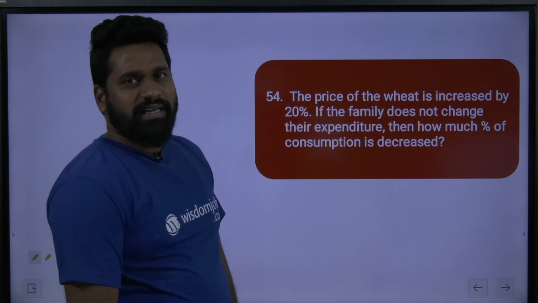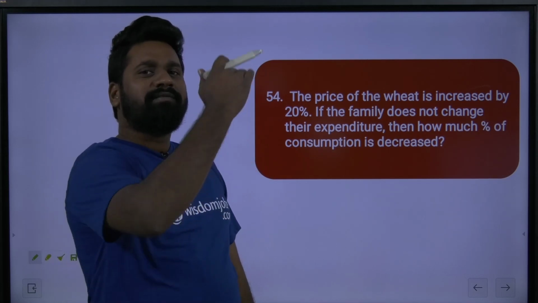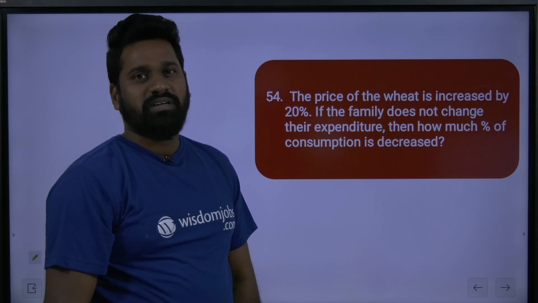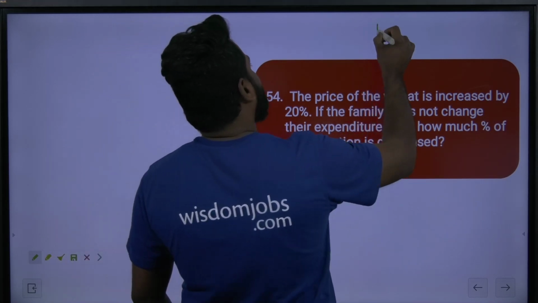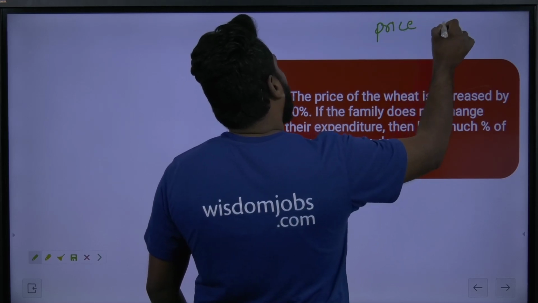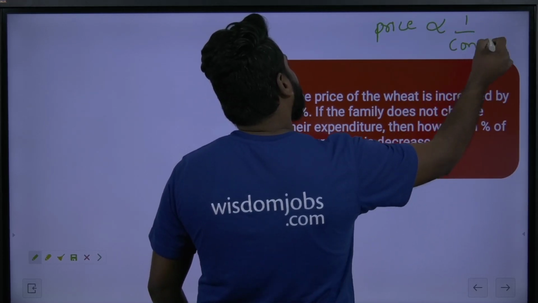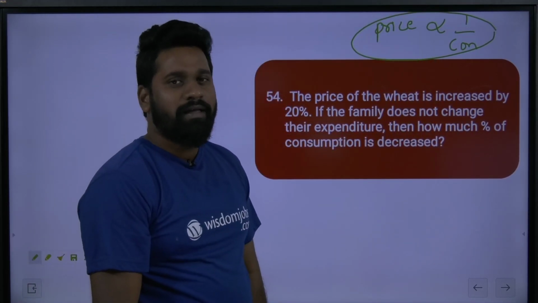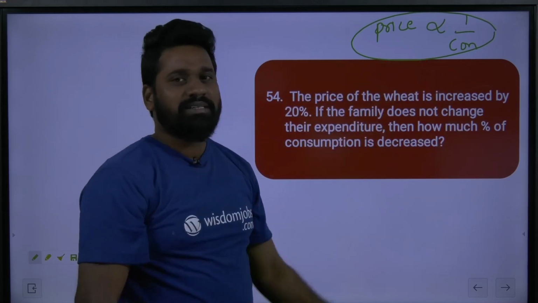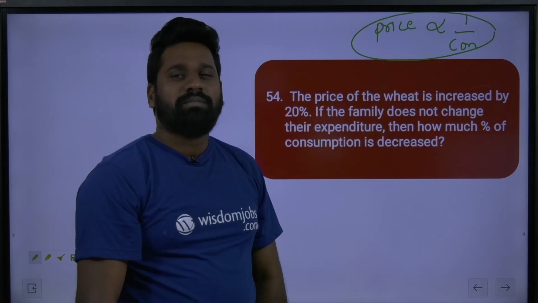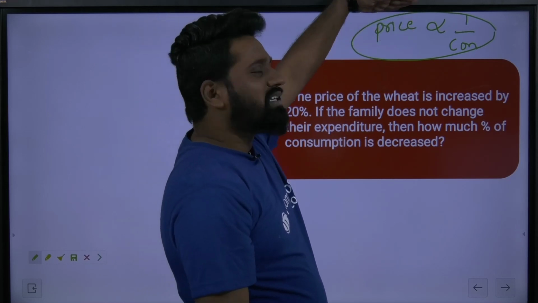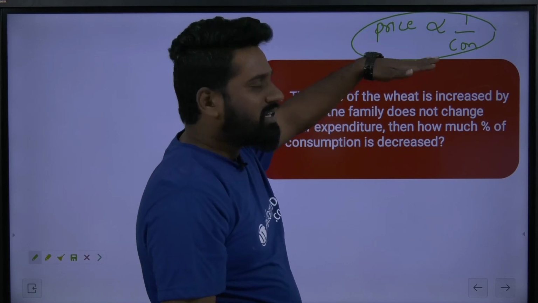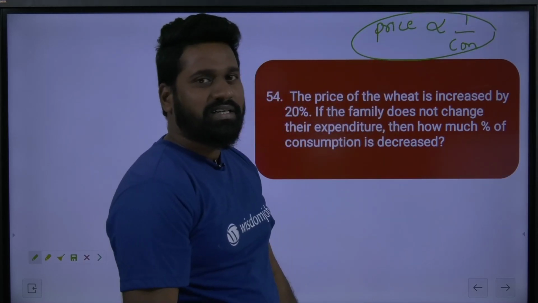So one thing is clear here. If the price of the sugar is increasing, we are just reducing the consumption. That means price and consumption are always inversely proportional to each other. This concept we can use here. If the price is increasing, consumption should decrease. If the price is decreasing, consumption should increase. That concept you can use.